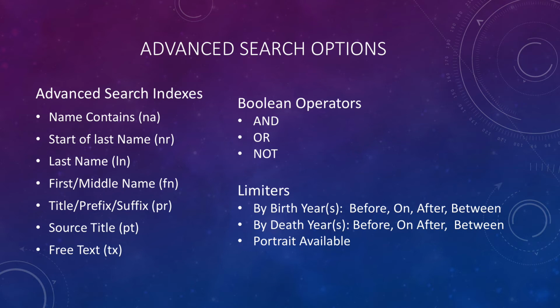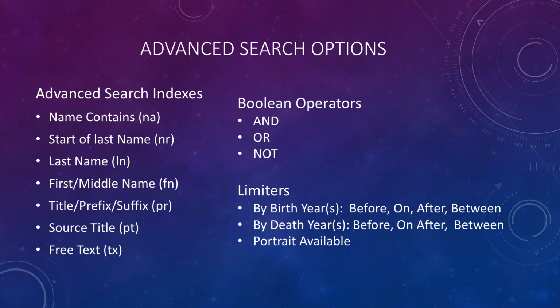Following these is the Title, Prefix, Suffix field, which allows you to specify a functional title or prefix, such as Junior, Senior, Mr., Mrs., Major, Reverend, etc. We also have the Source Title option, which will search your terms within the sources cited information. Some examples you could search are civil rights, physics, or contemporary authors. The last index, Free Text, searches your search terms within the full text of the entries.